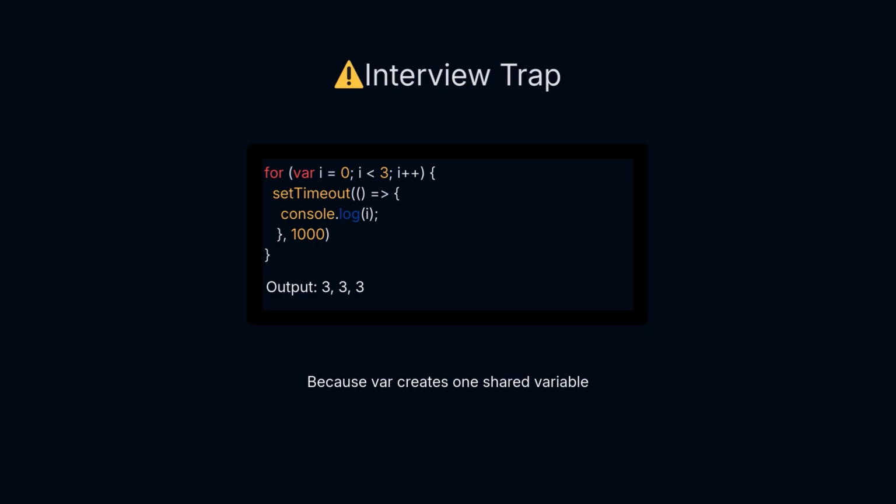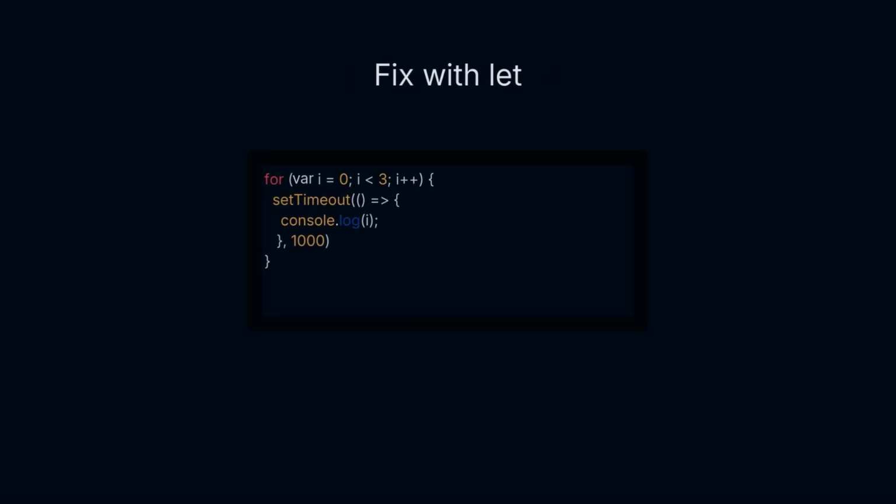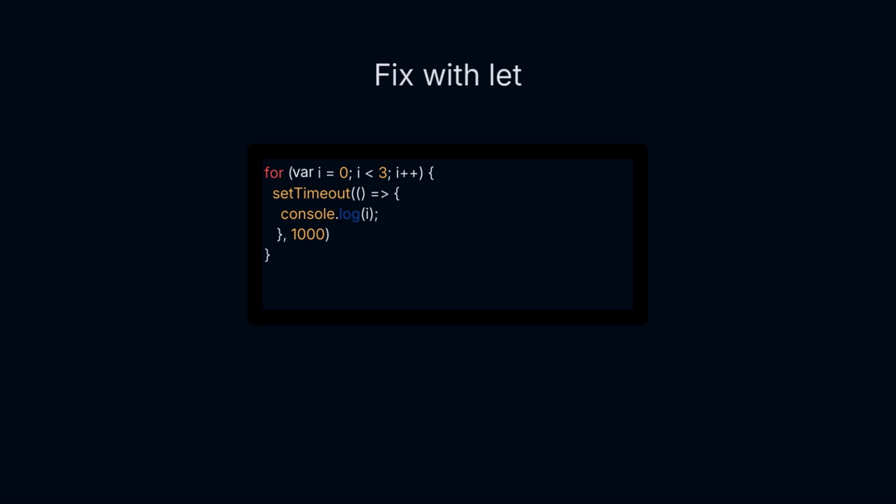So how do we fix this? We fix this by declaring the i variable with let. There is a very simple fix which will give each loop its own closure, and then your output will be 0, 1, and 2.